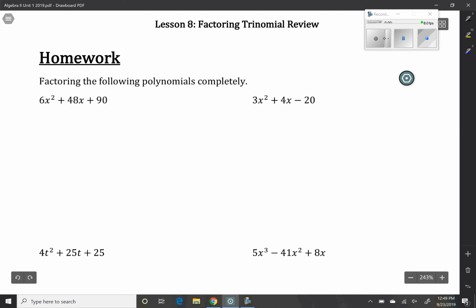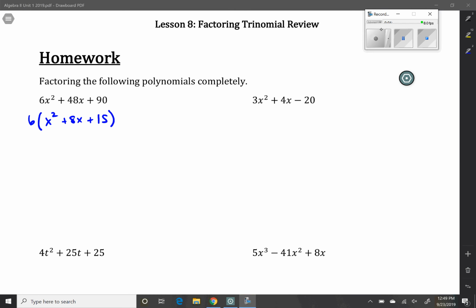So let's start with this first one. The first thing I notice is there is a GCF. So if I divide out a 6, 6 goes into 48, does it go into 90? It does. So I have x squared plus 8x plus, 6 goes into 90 15 times.